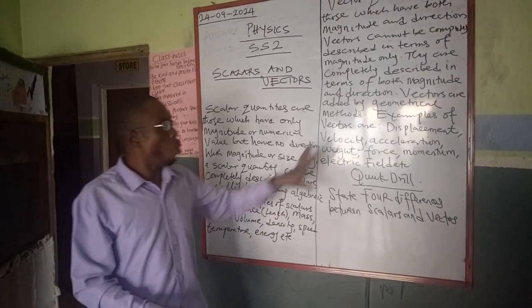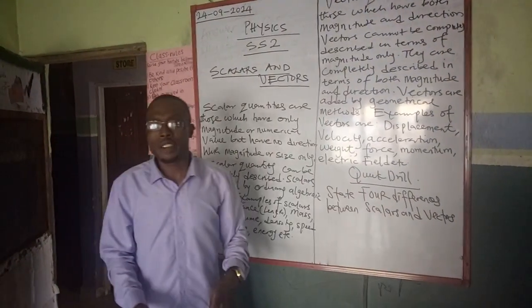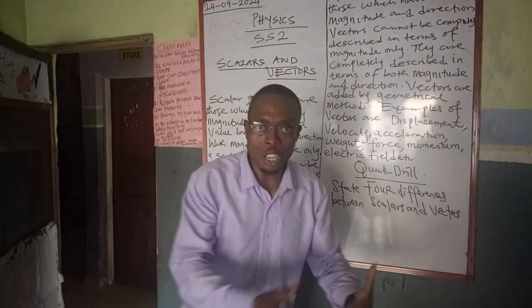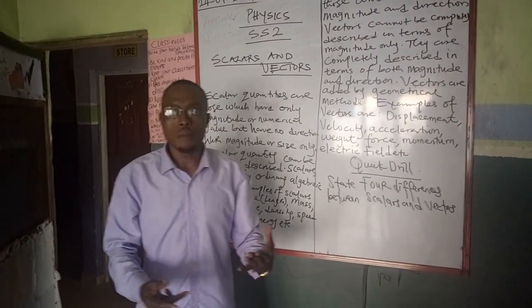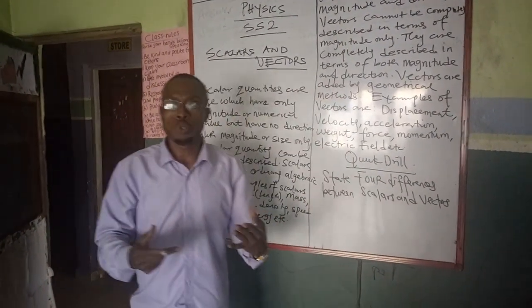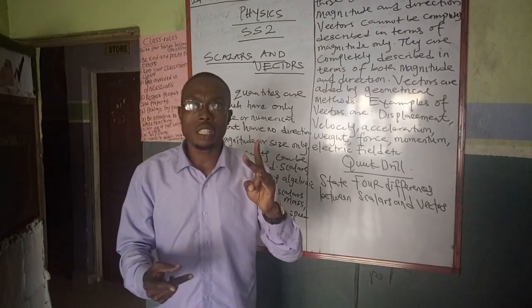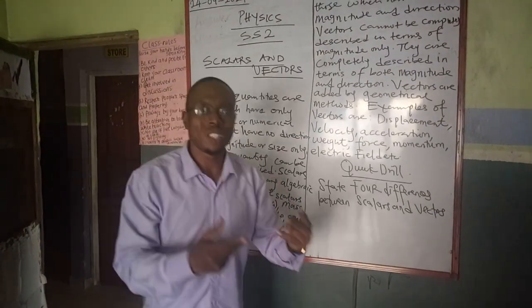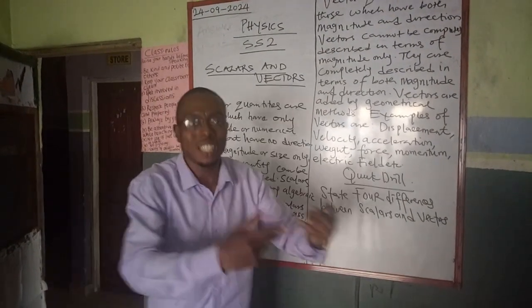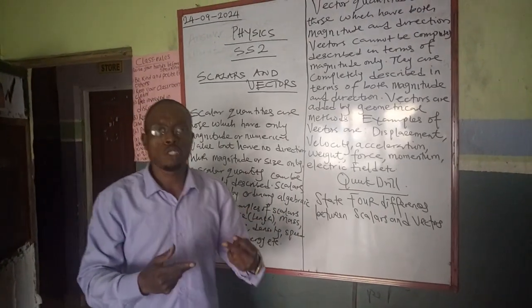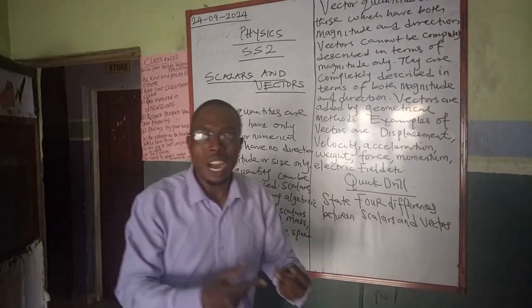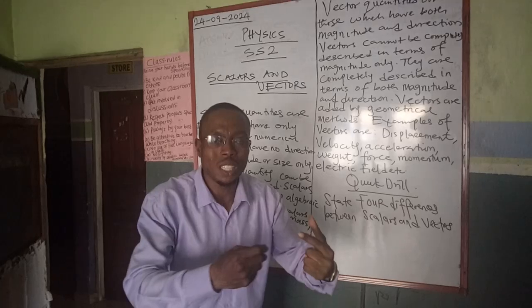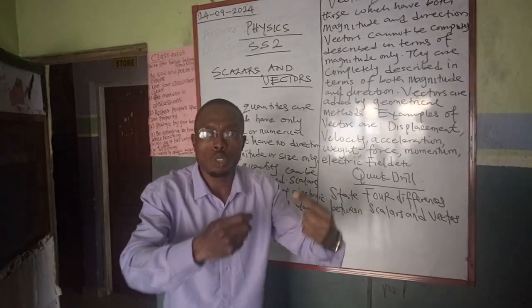Because these quantities, for example, now if I say a boy walks 5 kilometers and a boy walks 5 kilometers due north, they are two different things. If I say a boy walks 5 kilometers, I'm already describing the distance. But if I say a boy walks 5 kilometers due north, I'm describing the displacement. I'm adding direction to the quantity.